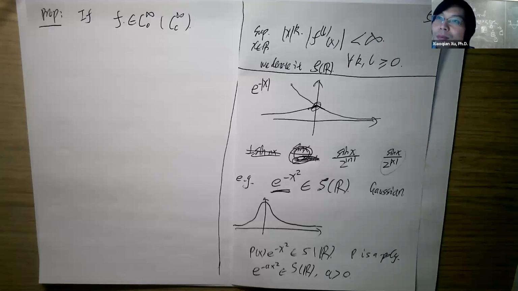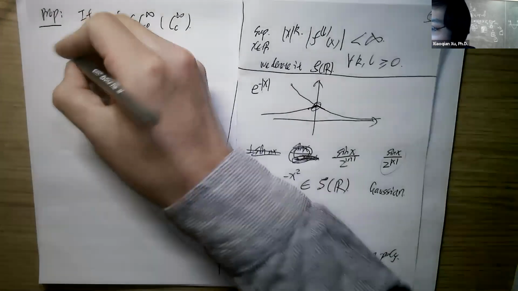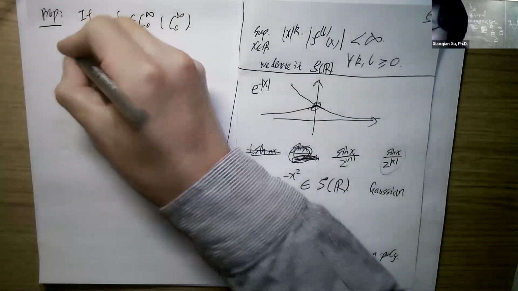Well, what's the meaning of the support of a function? The support of the function just means the set of all points such that the function is not equal to 0. Compact support simply means this function is non-zero only on some finite interval, okay? Then f is in this Schwarz space.